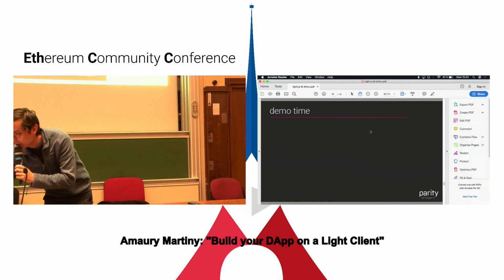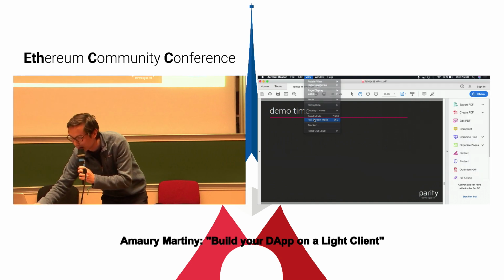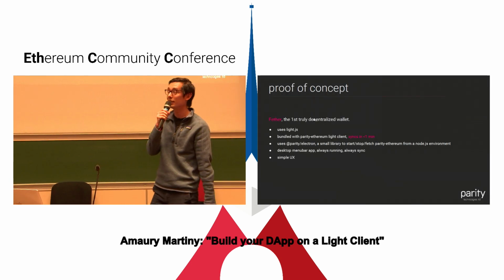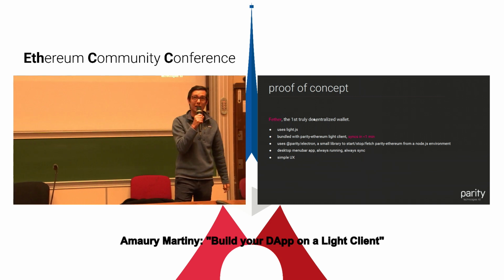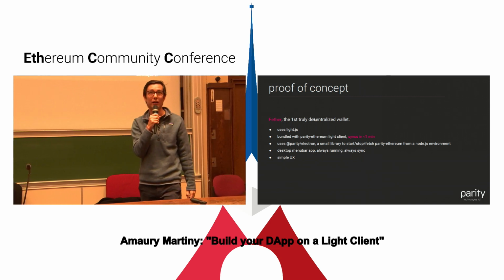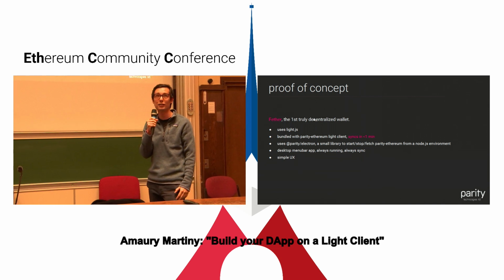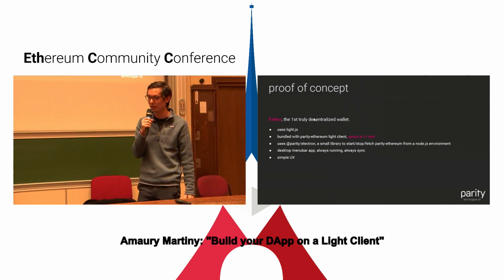Well, anyways, I'll continue with my slides. So this was Feather. Feather is the first truly decentralized wallet. There are other wallets out there, but they rely on centralized services. This is the first one that is completely decentralized because it has a light node embedded in it.